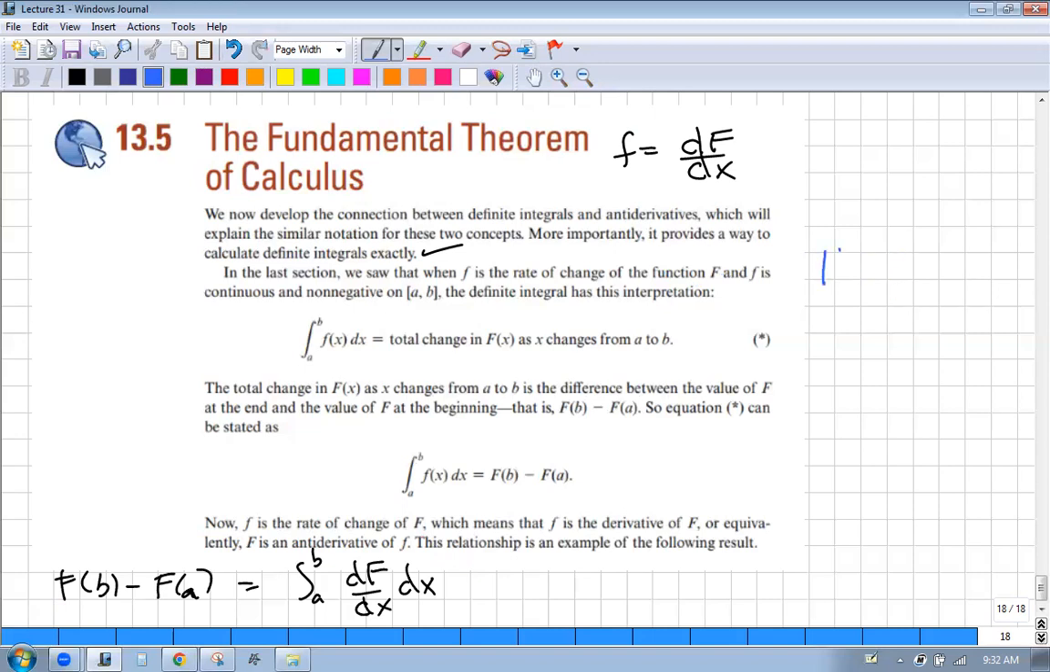Because remember, like I said, the area of a circle is pi r squared, and the circumference is 2 pi r, which is the derivative of the area, right? The circumference is the boundary of the circle. It's all about the boundaries of things, okay?